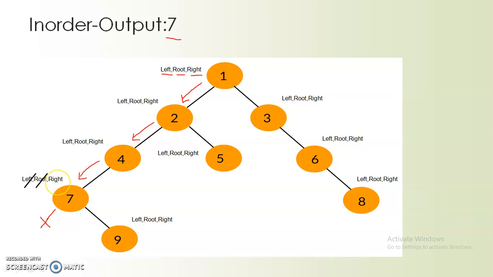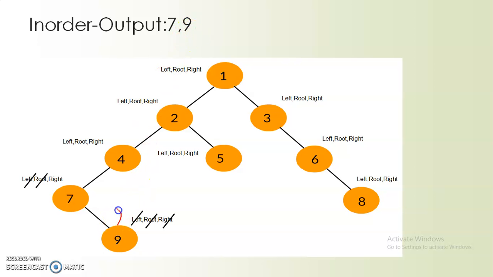Now check whether the 7 has the right subtree. It has the right subtree, so move to the 9. Okay, and check the left subtree of the 9. There is no left subtree for the 9, so display the 9 and check for the right. There is no right subtree. Okay, so 9 is displayed in the output.